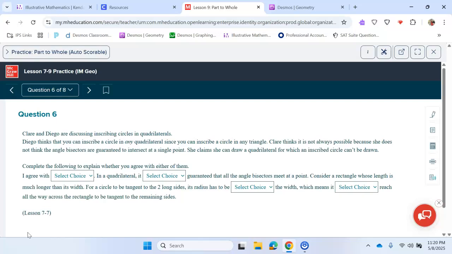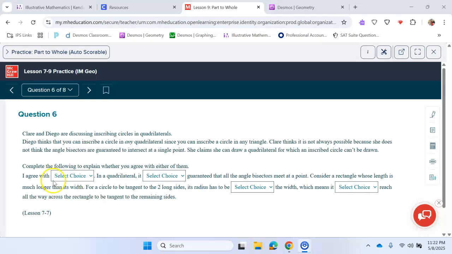Question 6. Claire and Diego are discussing inscribing circles and quadrilaterals. Diego thinks that you can inscribe a circle in any quadrilateral since you can inscribe a circle in any triangle. Claire thinks it's not always possible because she does not think the angle bisectors are guaranteed to intersect at a single point. She claims she can draw a quadrilateral for which an inscribed circle can't be drawn. Complete the following to explain whether you agree with either of them.